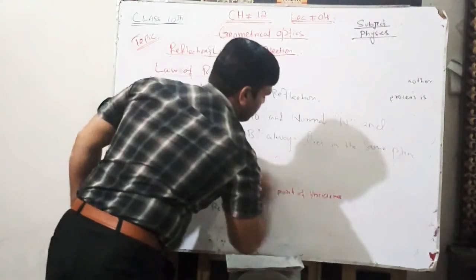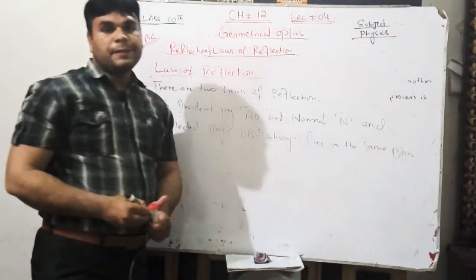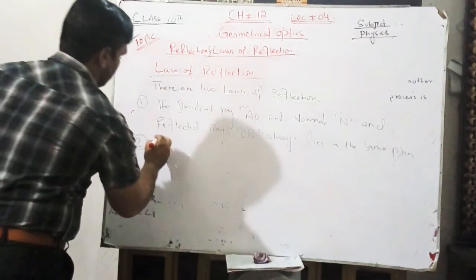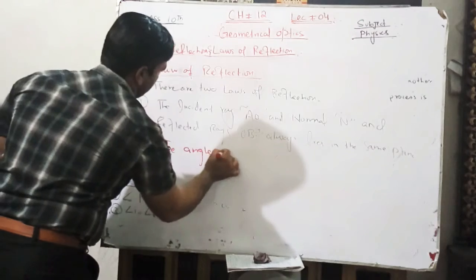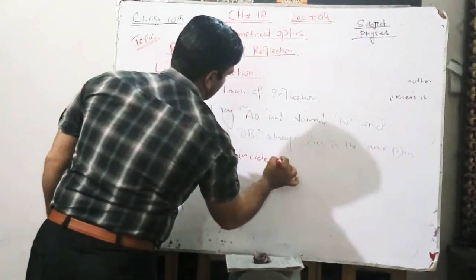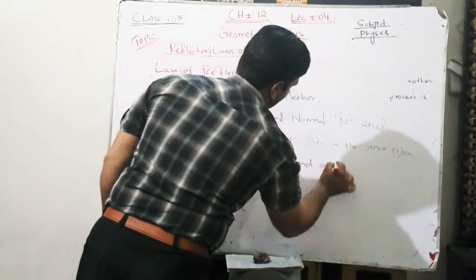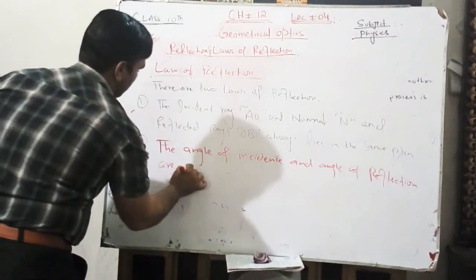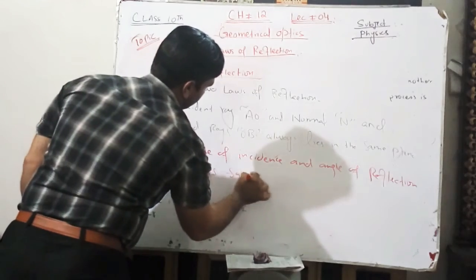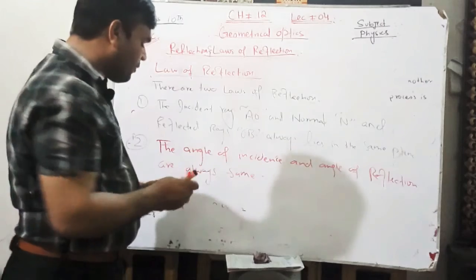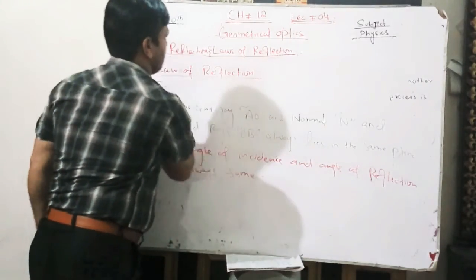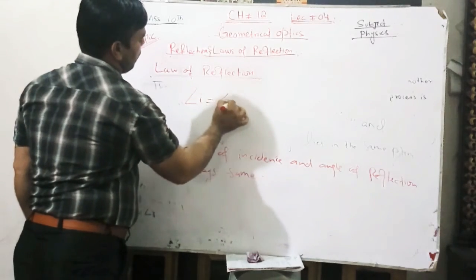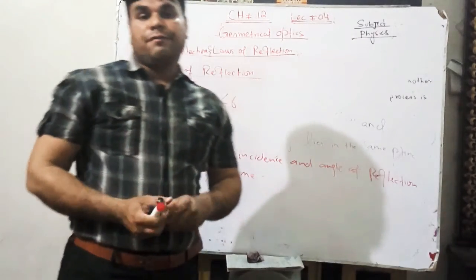Second, the angle of incidence and the angle of reflection are always equal. The angle of incidence and the angle of reflection are always the same. If I write these terms in mathematical form, then I can write that angle of incidence equals angle of reflection. These are two basic laws which define the laws of reflection.